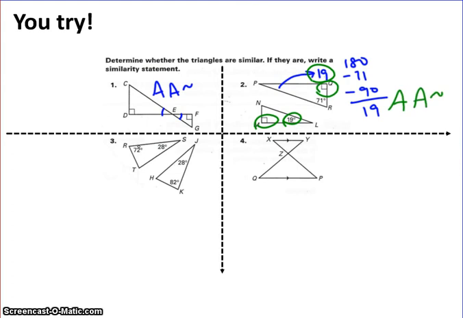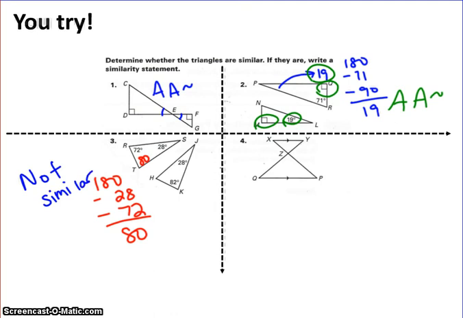Right here, I'm going to do some quick math, and I have 180 minus 28 minus 72. So what I have here is 80 degrees. As of right now, all I have is one pair of congruent angles, so I don't have enough information. I would just basically say these are not similar, because if I were to find this other angle over here, it would be 70 degrees. And you'll notice that these are not the same, so they can't be the same.